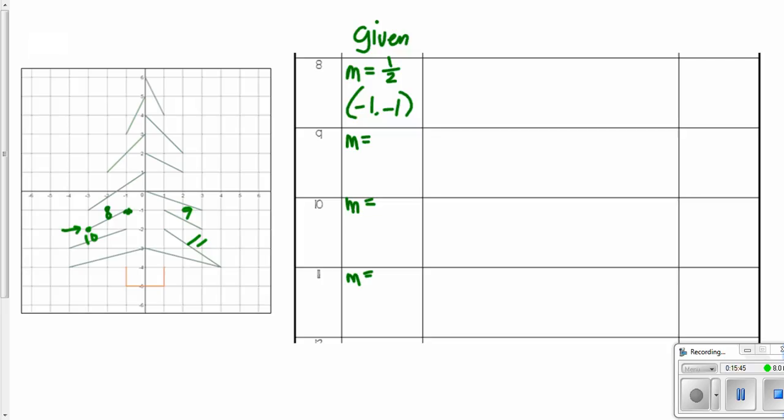Same with line 9. My slope is... oops, this one was negative, sorry. It's -1/2 for line 9. But again, I need a point. I could choose that (1, -1), or let's just go with this one this time, (3, -2). It doesn't matter. I'm going to write that down. You always have to have either the slope and the y-intercept, or the slope and a point, whichever one you actually have. So line 10, my slope is 1/3.